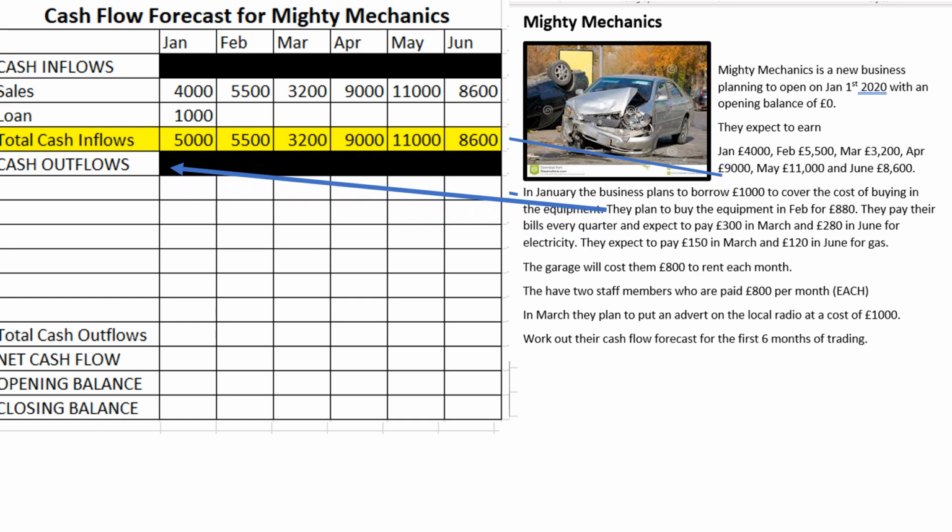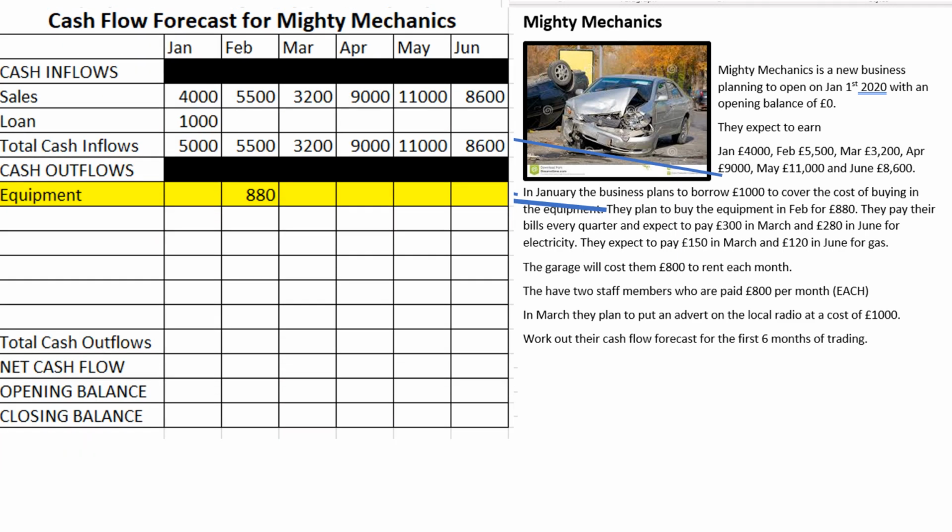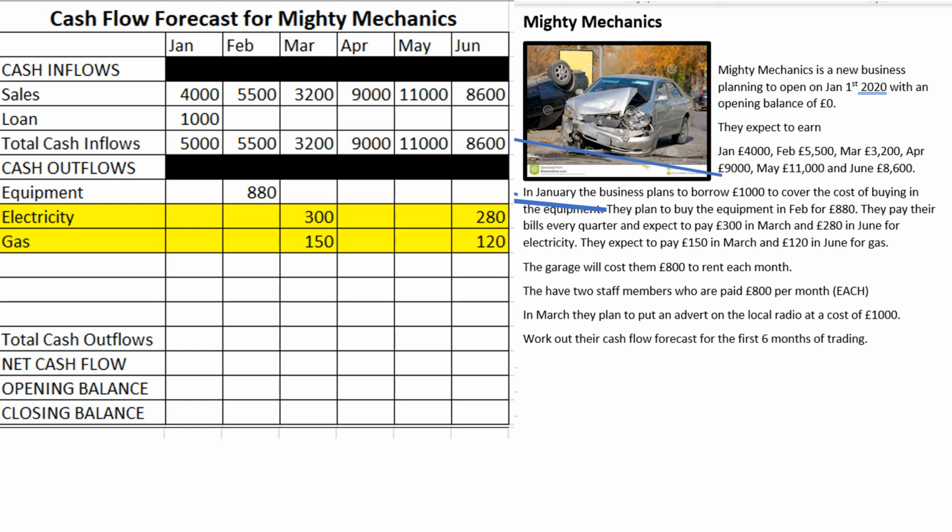The next step is to look at our cash outflows. You can see that they plan to buy equipment in February for 880. So if you look here, I've only put that outflow for equipment in February. The rest of them are blank because they didn't spend any money. Underneath that, we have their payments for electricity and gas. And again, they only paid for that in March and June, so that is where it is.